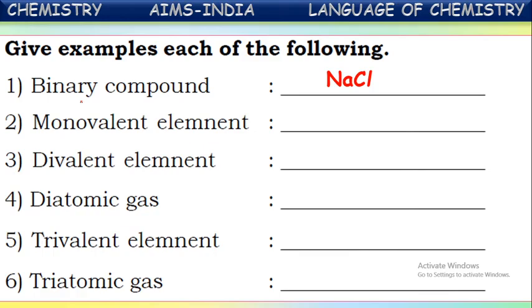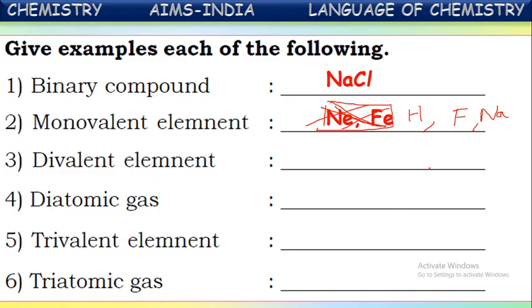Can you give examples for the monovalent elements? Hydrogen. Valency of hydrogen is 1. I think they have given here monoatomic. So, monovalent elements are hydrogen, chlorine, sodium. These all will come under monovalent elements.